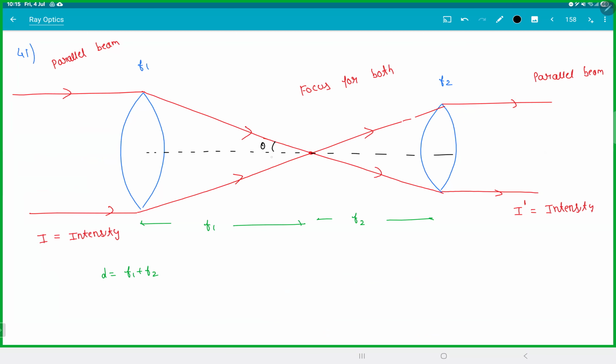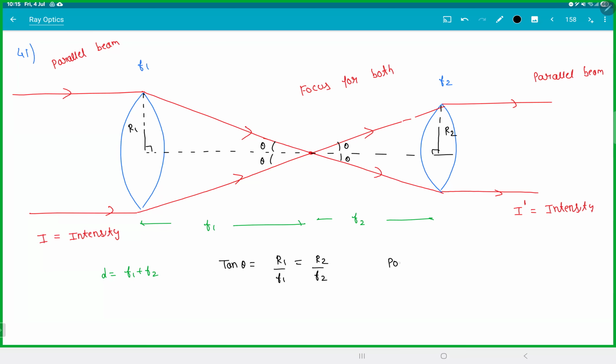If this angle is theta, this is theta by symmetry, this is theta, this is theta. If you take this radius as r1, this radius is r2. So this is the radius of aperture, if you remember. And we can see from here geometry: tan theta is r1 by f1 is equal to r2 by f2.